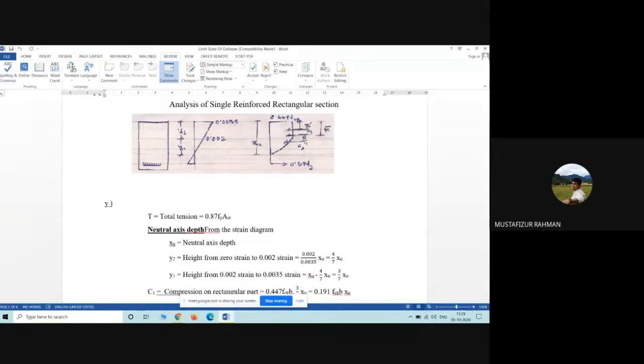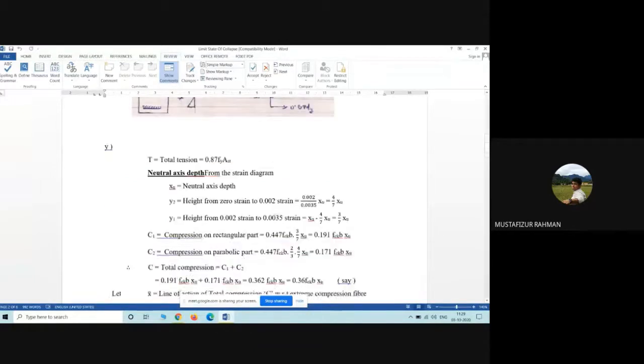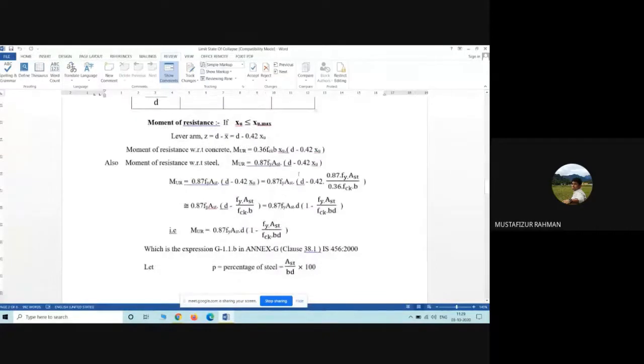We had already obtained the distance of the line of action from the extreme compression surface, 0.42 xu. So the distance between the line of action of C and T will be equal to the effective depth, small d, minus 0.42 xu. So this is the expression. So this is C into d minus 0.42 xu. Remember, moment of resistance, no other word before moment. That means this is the moment of resistance with respect to a particular situation, not a constant situation. Similarly, moment of resistance with respect to steel is the total tension T, and the lever arm remains constant, right?